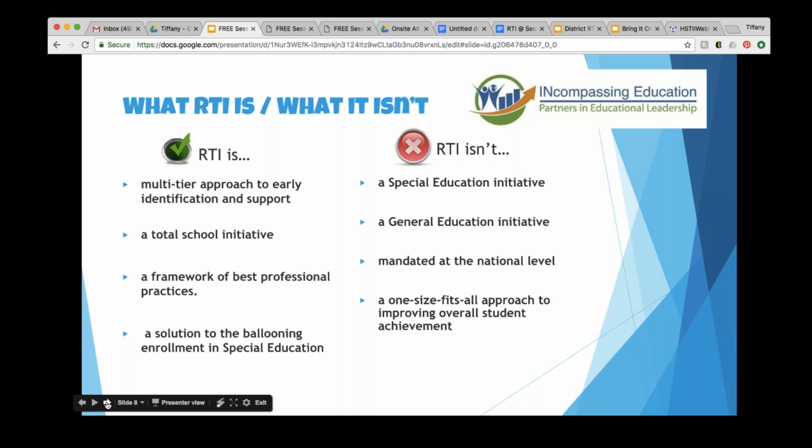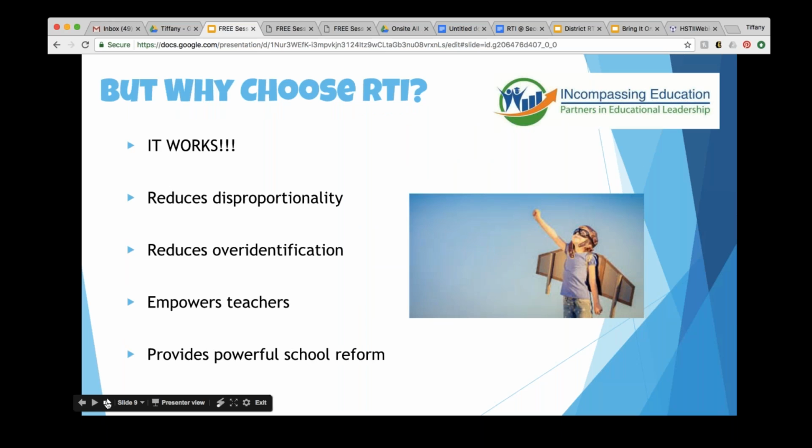And we have to be very mindful of that as we are providing additional support through an RTI system. The one-size-fits-all approach is not going to cut it at this stage with our kiddos. Okay, so why do we choose it? Well, first of all, it works. I've seen it work. I've been a part of this movement that is an RTI system.